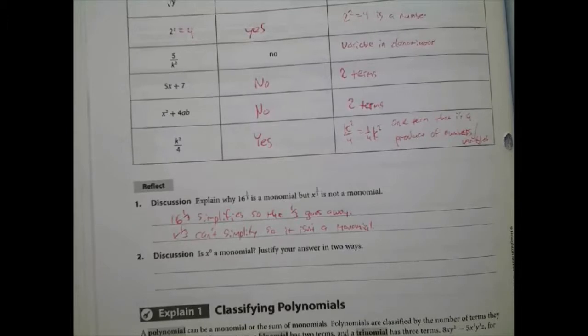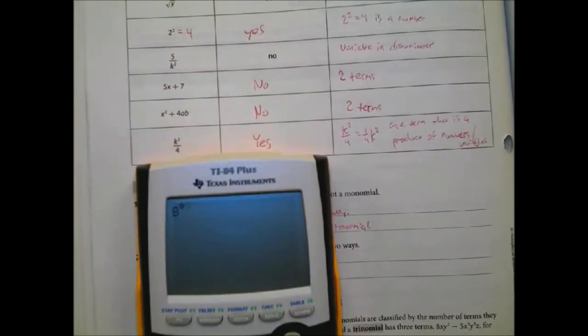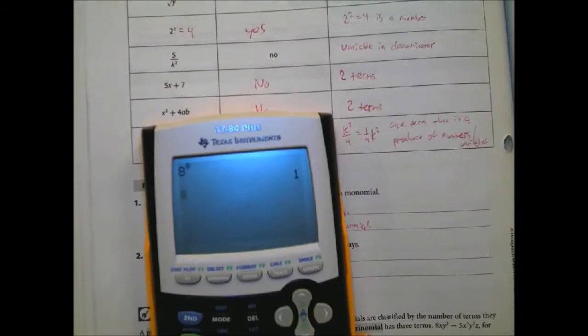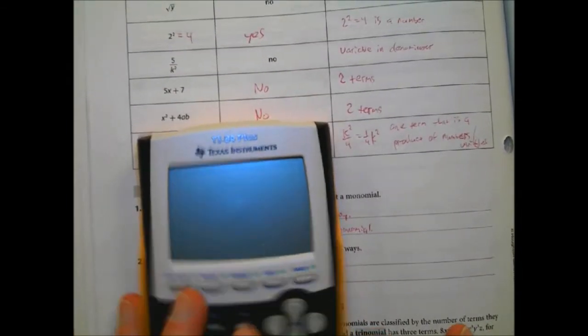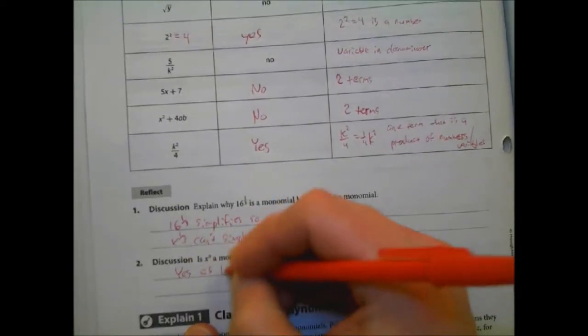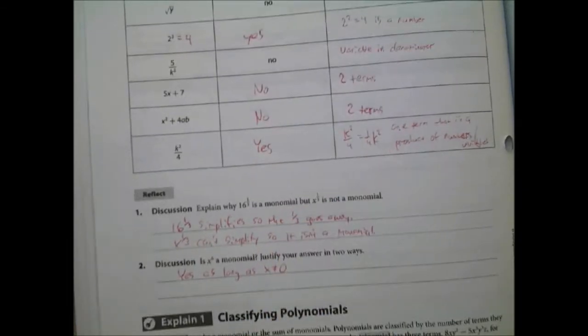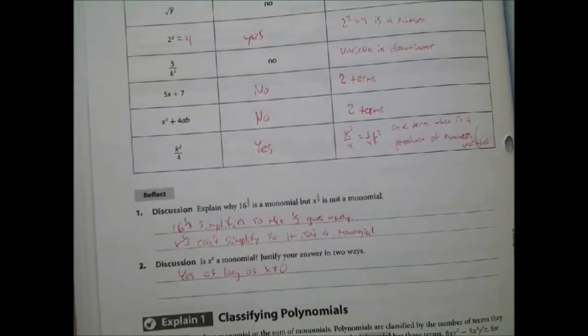Yeah, so let me just do it with a number. A to the 0 is 1. Anything to the 0 power is 1 except 0. So we'll say yes as long as x does not equal 0, because if x is 0, 0 to the 0 is, mathematically, got some weird stuff going on there. Okay. So hopefully you have a better idea about what a monomial is and is not.